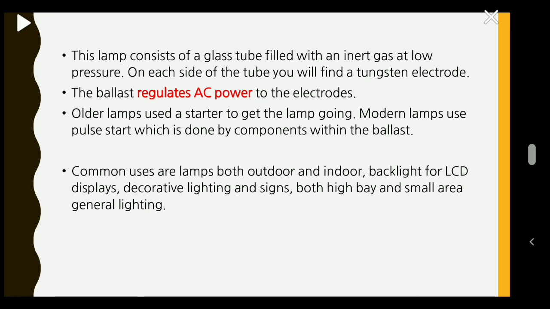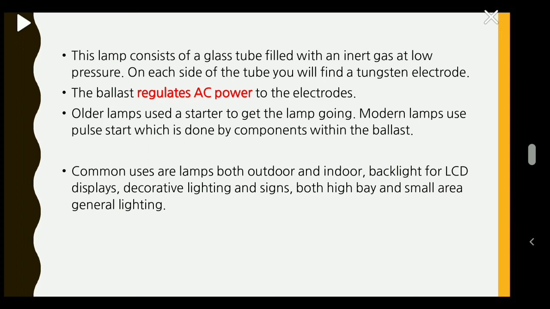Low intensity discharge lamps consist of a glass tube filled with an inert gas, usually argon, at low pressure. On each side of the tube, you will find a tungsten electrode. The ballast regulates AC power to the electrodes. Older lamps use a starter to get the lamp going. Modern lamps use pulse start, which is done by components within the ballast.